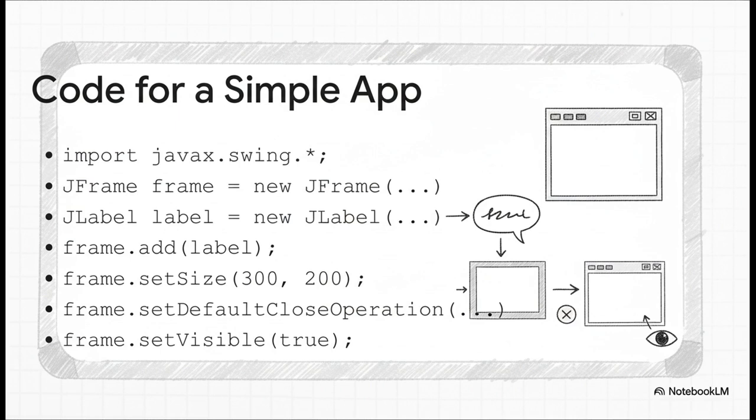Next, we make a JLabel with our hello message. Then, this is the magic part, frame.add(label). We're literally adding our text component to our window container. The last few lines are just cleanup, setting the size, making sure the X button actually closes the app, and then the most important line, frame.setVisible(true). If you forget that one, your app will run, but you won't see a thing.